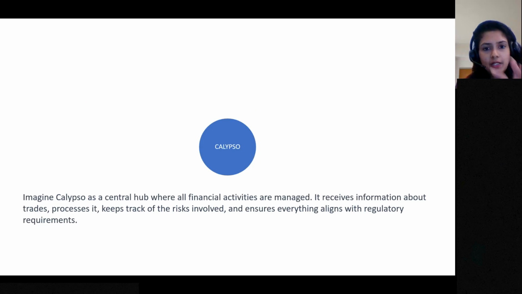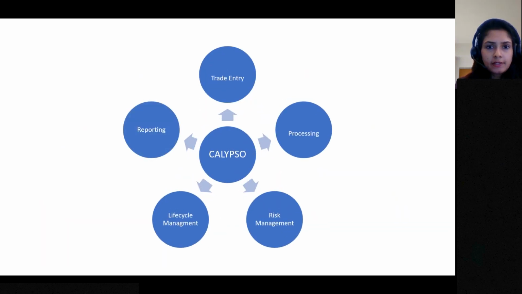So imagine that Calypso is the central hub. It's the base, and it receives information from all directions. And now it has information from everywhere. Now it has to arrange it in a particular order and deliver it in the end. So this is Calypso, and these are the modules of Calypso.